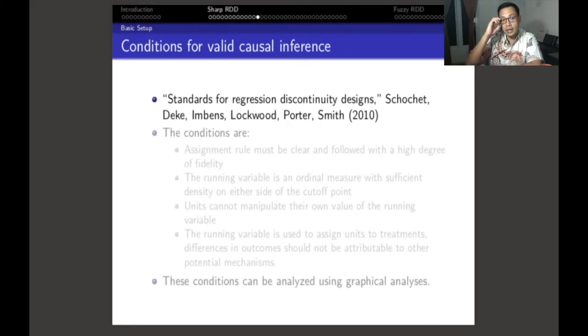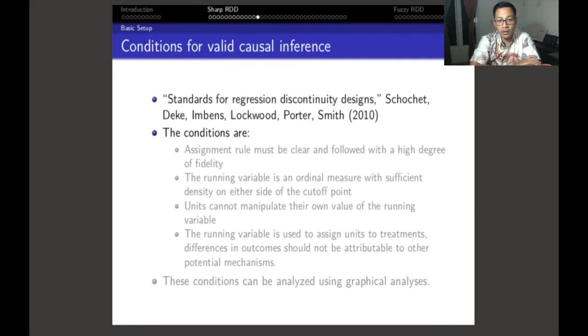Okay, so basically there are conditions for valid causal inference, and these are summarized quite nicely in the paper entitled Standards for Regression Discontinuity Design by Schochet et al. There are four conditions. The first one is that the assignment rule must be clear and followed with a high degree of fidelity. The running variable is an ordinal measure with sufficient density on either side of the cutoff point. Units cannot manipulate their own value of the running variable. And the fourth one is that the running variable is used to assign units to treatments. Differences in outcomes should not be attributable to other potential mechanisms.